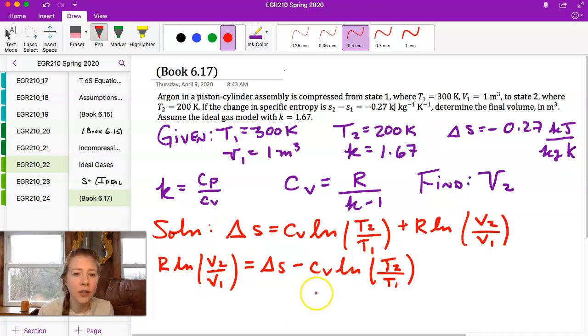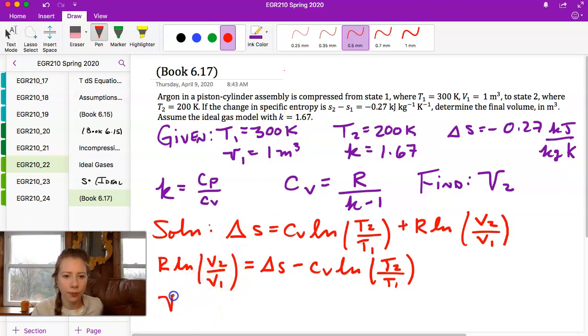And little specific v2 over specific v1 is going to be the same as the macroscopic extensive big V2 over big V1. Because it's going to be the same ratio whether they're meters cubed per kilogram, because this is a constant mass process, a control mass problem. And so the masses would cancel out anyway, so it's going to be the same ratio.